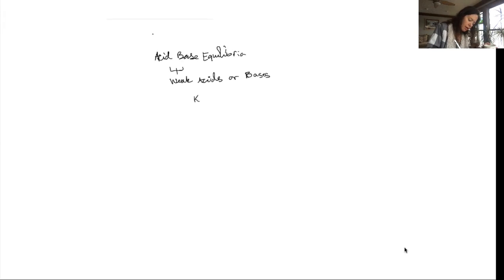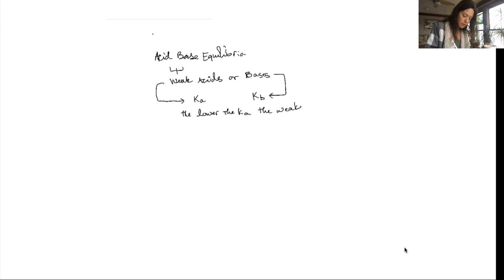We have Ka values. We have Kb values. Acid equilibrium constants, base equilibrium constants. Weak acids have Ka values. Weak bases have Kb values. They're in indexes. You can find them. They will most likely be provided to you, right? The lower the Ka, the weaker the acid.